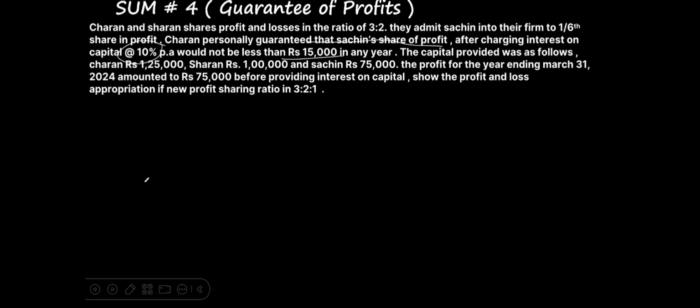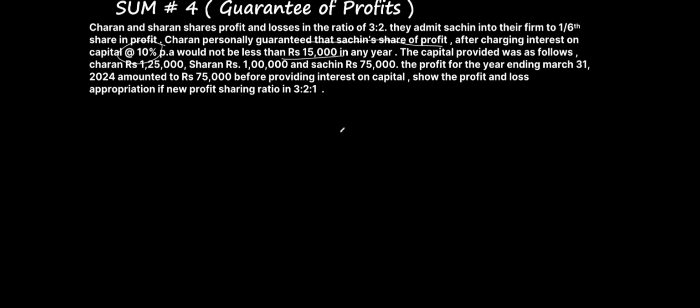Show the profit and loss appropriation account if the new profit sharing ratio is 3:2:1. So here in this particular question they have given that the profit of the firm is given before adjusting the interest on capital. So first we have to calculate interest on capital, then deduct it from the profit. That is, we have to make an adjustment with the profit. The remaining profit should be distributed to the partners in the new profit sharing ratio.